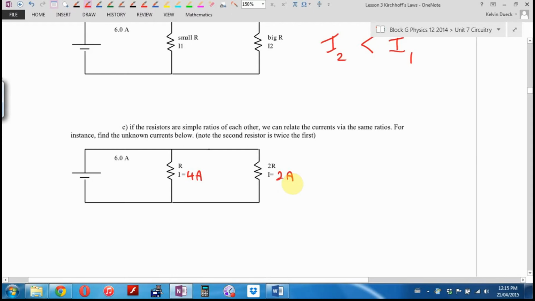Now, I'll be honest, I hardly ever use that. I'm going to give you a more specific equation. I use V equals I times R all the time. But for what it's worth, it all comes out of this notion that current splits up and joins back together.